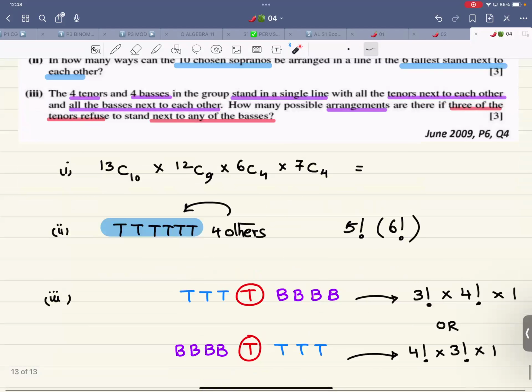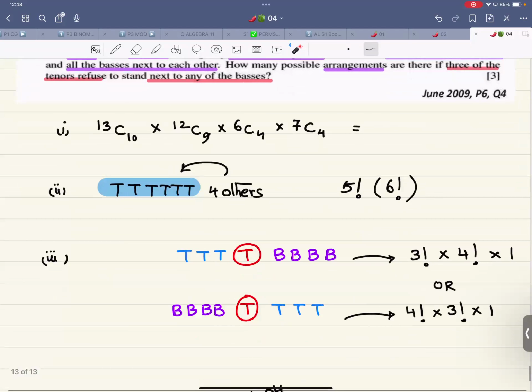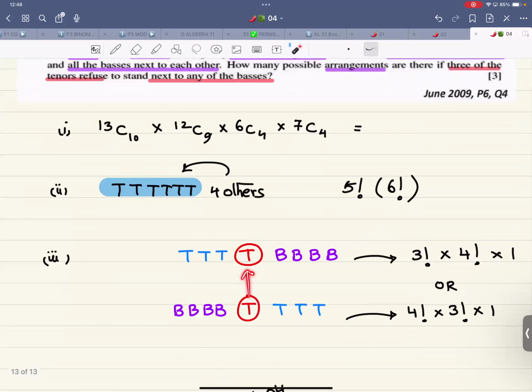That means out of 4, one tenor does not have any issue. So he could be the middle person. So he could be over here. And from my perspective, these are on the left and these are on the right. Or they can be on the left, they can be on the right. So this person is like fixed, the dividing line. 3 factorial into 4 factorial or 4 factorial into 3 factorial. Of course, you can write it once and multiply it by 2 also.